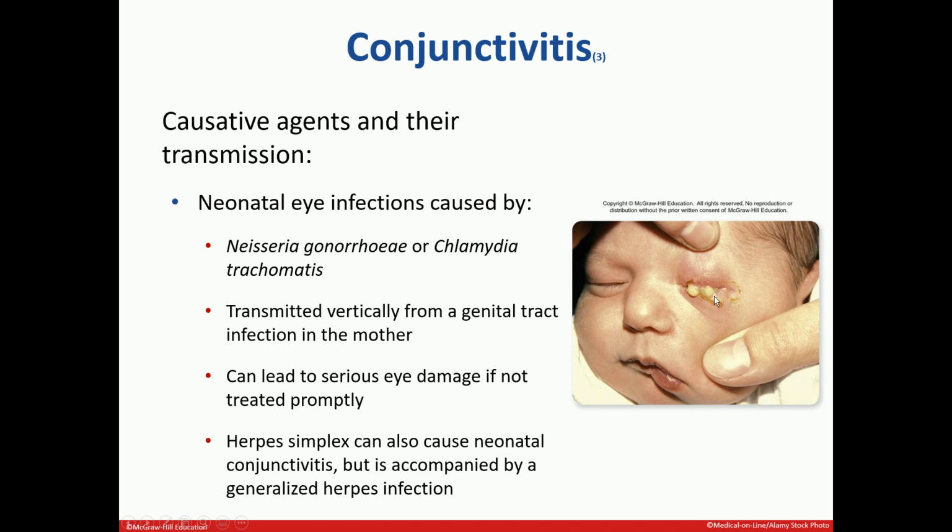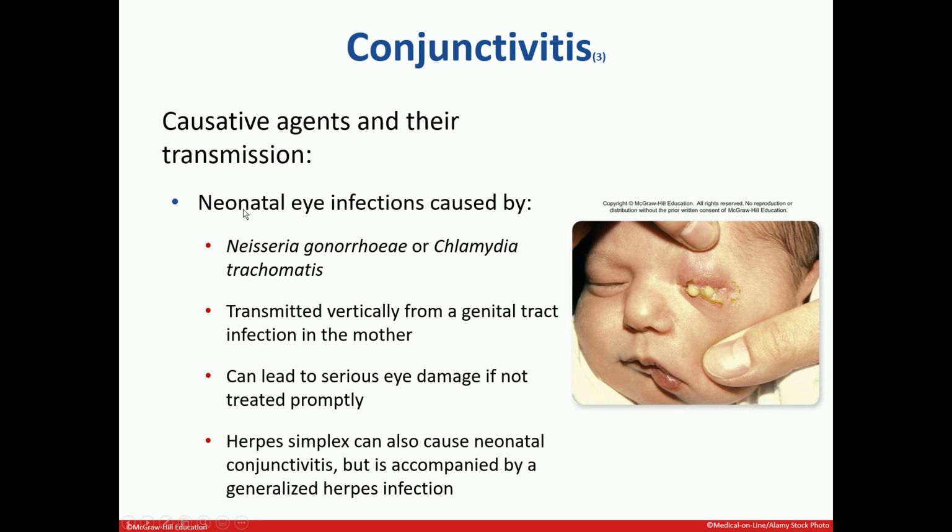This patient cannot open their eye. So some of the causative agents which can cause this kind of disease are Neisseria gonorrhoeae and Chlamydia trachomatis. These are the bacteria which can cause this disease. And as I said, this can also be caused by a virus. One of the viruses which can cause conjunctivitis in the neonates is herpes simplex.